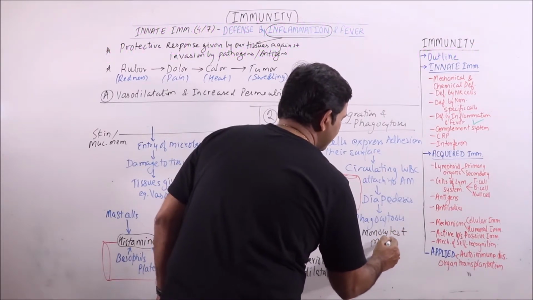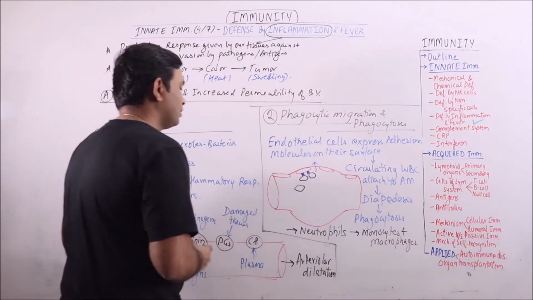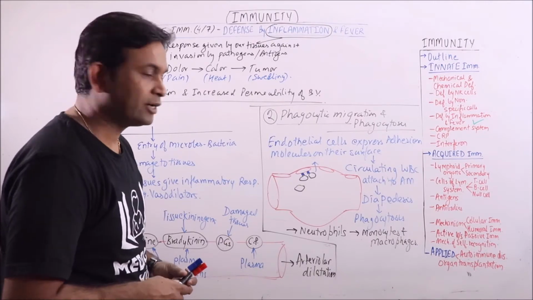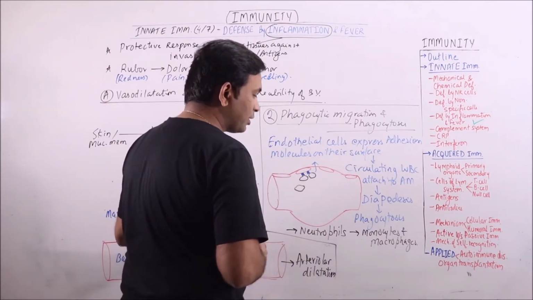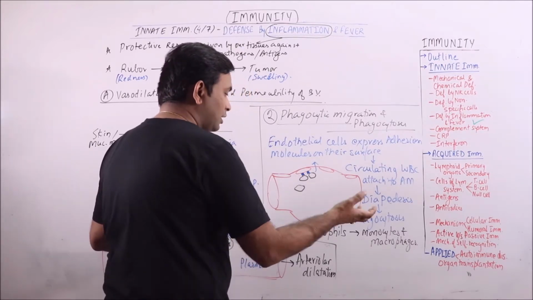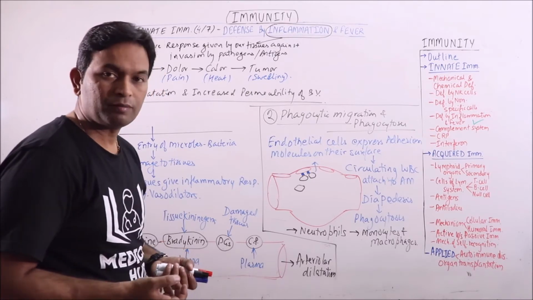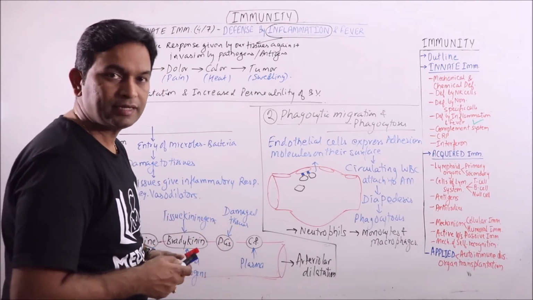It's important to note that first cell to come at the site of infection are neutrophils, followed by monocytes and macrophages. So this is the phagocytic migration and phagocytosis. We know how the phagocytosis will be performed. The endosome is formed, it is merged with the lysosome and then finally digested and ingested.